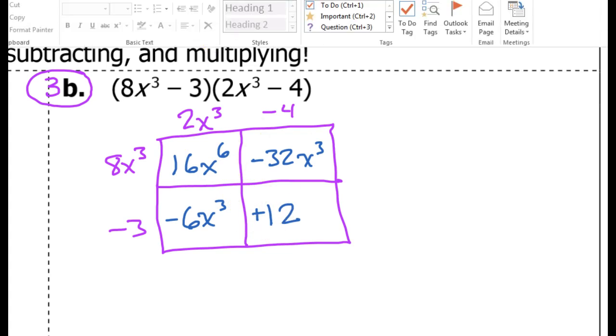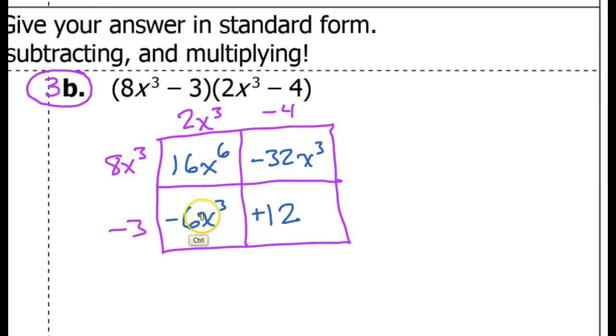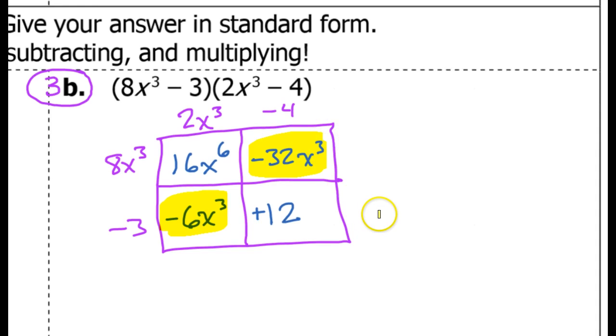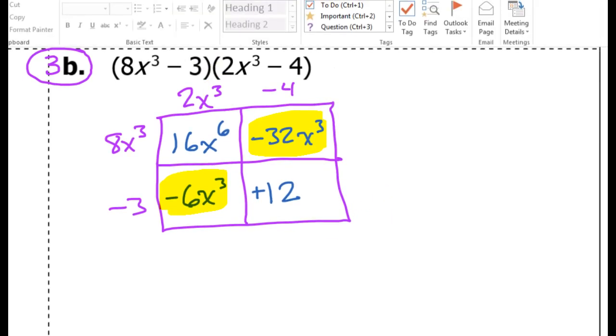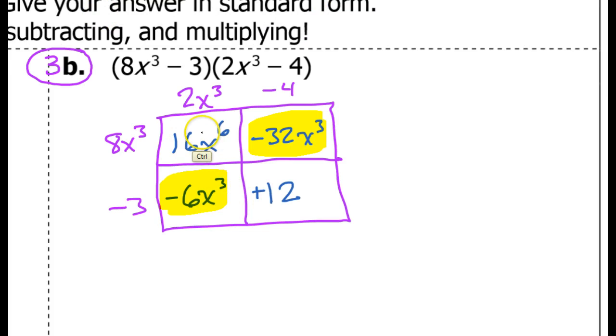However, I need to watch out for any like terms that I need to combine. Do you see any like terms? Sure. x to the third power and x to the third power. These are like terms. So when I write my answer out in order, I'm going to combine these. But the highest exponent is x to the 6th power.